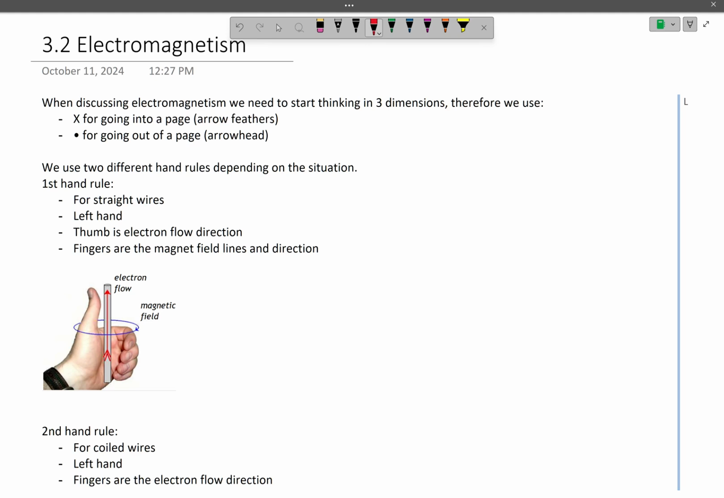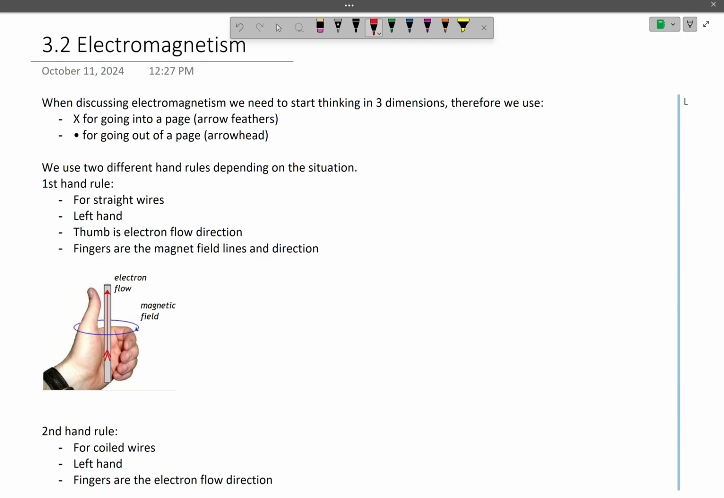Therefore, we use X for going into a page and a dot for going out of a page. You can think about shooting an arrow into the page or out of the page. If you shoot an arrow into the page, what you see at the back of the arrow, the last thing to hit the page, is the tail feathers. The last thing you see before it's gone. And you see that the majority of the flight while it's going into the page.